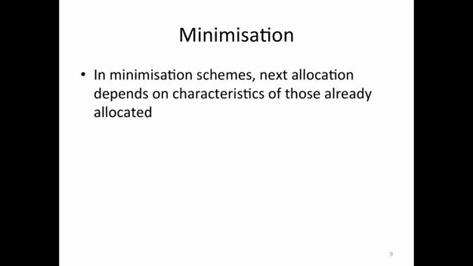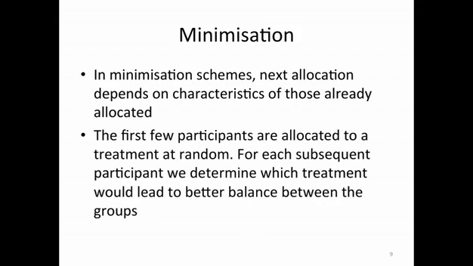Next, let us see the method of minimization. In minimization schemes, next allocation depends on the characteristics of those already allocated in a study. The first few participants are allocated to a treatment at random. For each subsequent participant, we determine which treatment would lead to better balance between the groups. Thus, minimization is a method of elaborate matching after initial randomization.